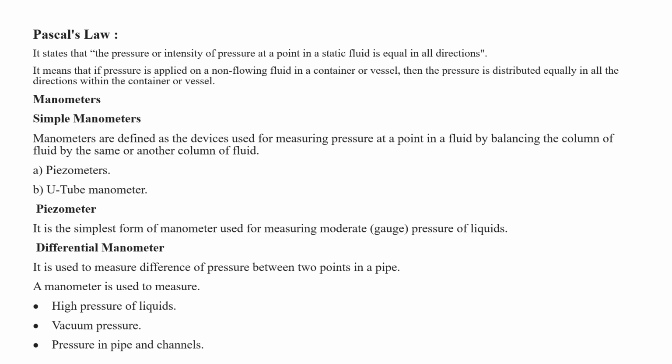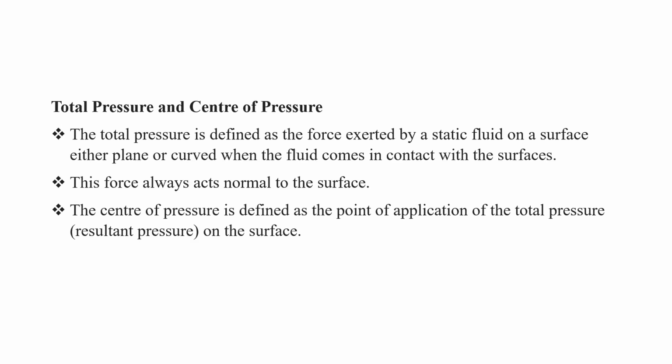Piezometer is the simplest form of manometer used for measuring moderate gauge pressure of liquids. Differential manometer is used to measure the difference of pressure between two points in a pipe. And a U-tube manometer is used to measure high pressure of the liquids, even the vacuum pressure and the pressure in pipes and channels. So another two terms are total pressure and center of pressure.